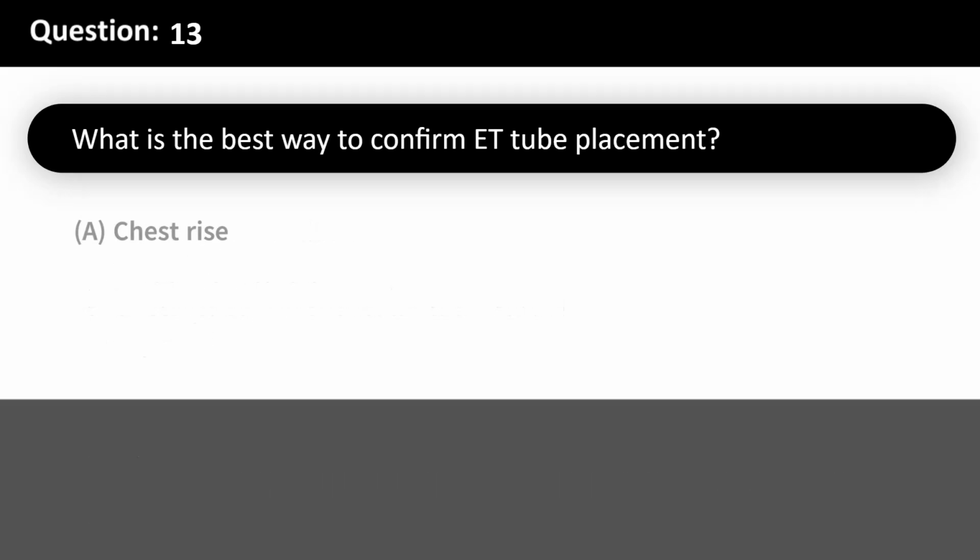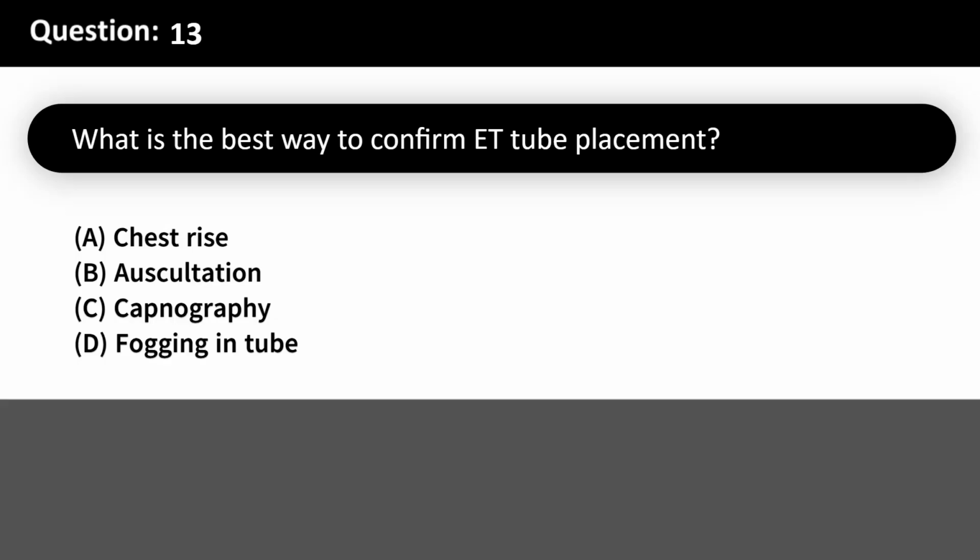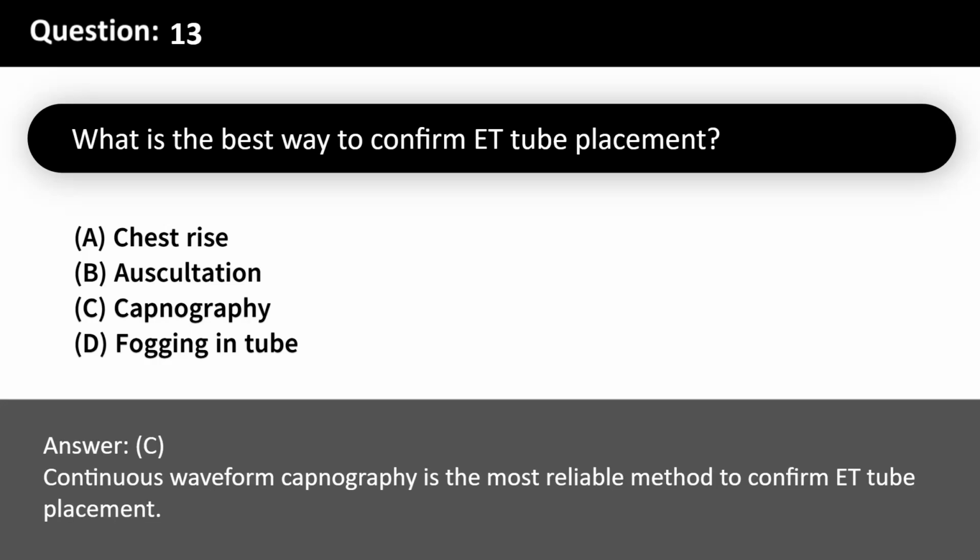What is the best way to confirm ET tube placement? A. Chest rise. B. Auscultation. C. Capnography. D. Fogging in tube. Answer: C. Continuous waveform capnography is the most reliable method to confirm ET tube placement.